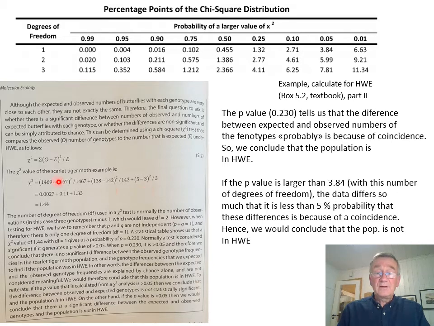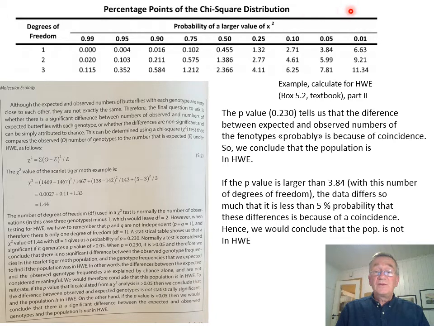When we sum up these three parts of the equation, we get these three numbers, and the sum is 1.44. 1.44 is the chi-square value. To see if that means there is a significant difference, rather than just coincidence, we have to look into a chi-square distribution table.